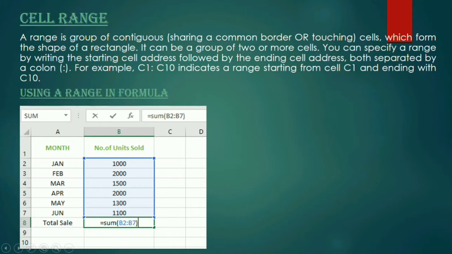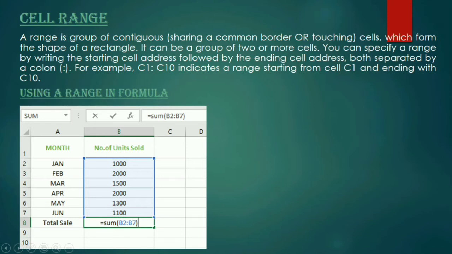In the figure you can see month and number of units sold. Both values are written in two different columns. Just look at the cell A1 and B1. Here A1 and B1 are sharing the same border. So we can say A1 and B1 are examples of contiguous cells because both are sharing the same border. That's why A1 and B1 are called contiguous cells.